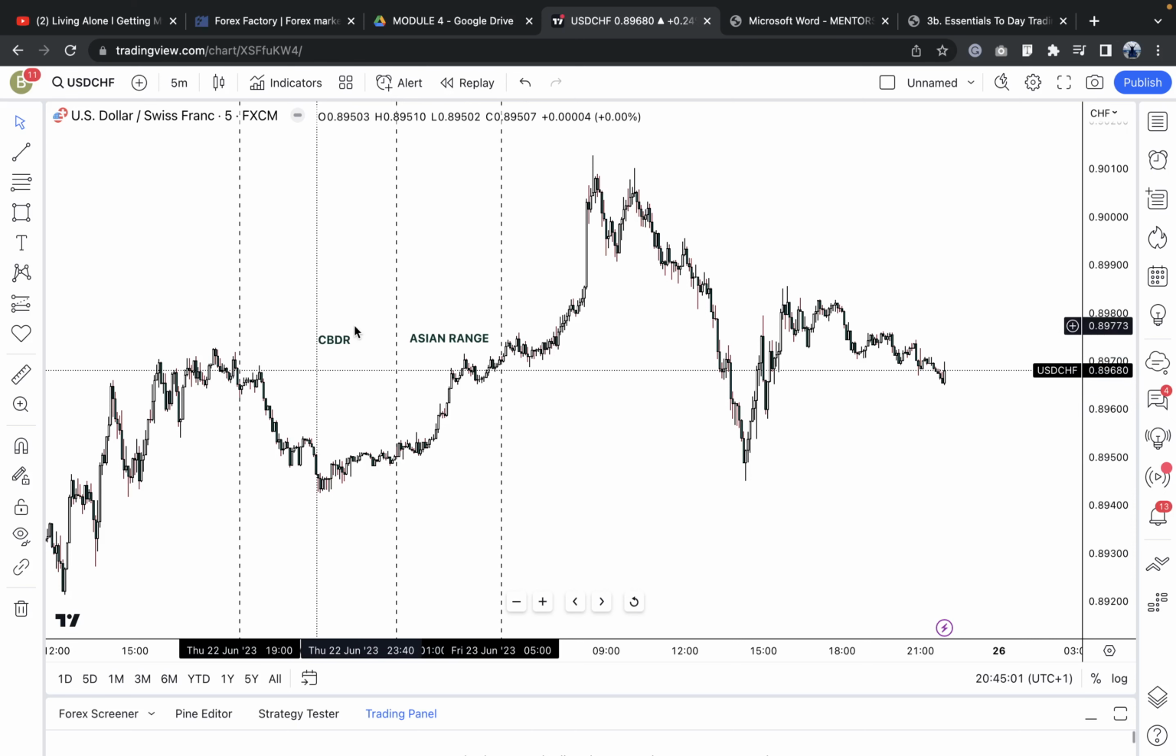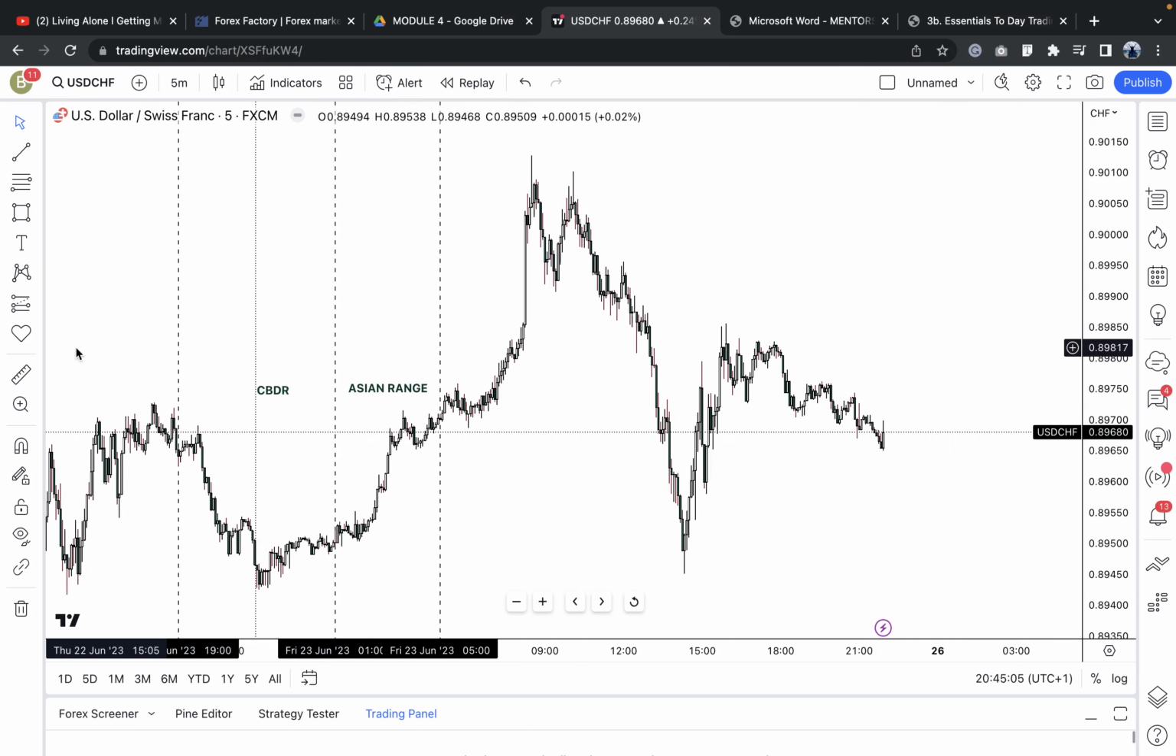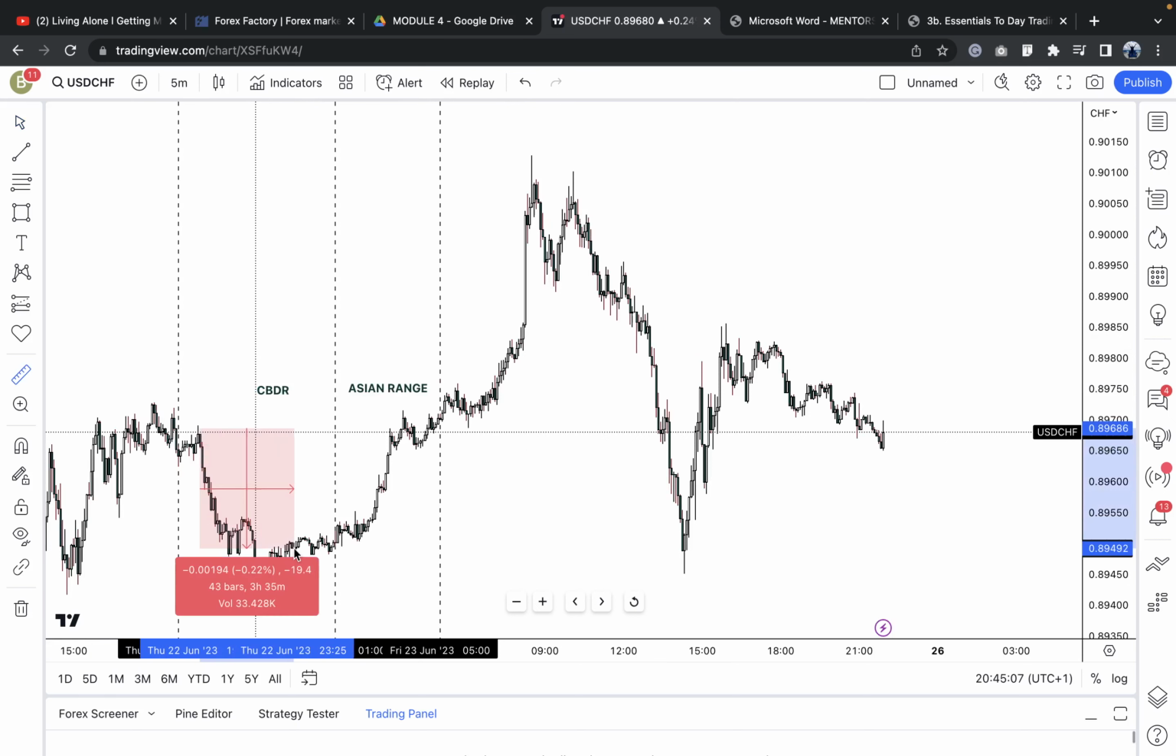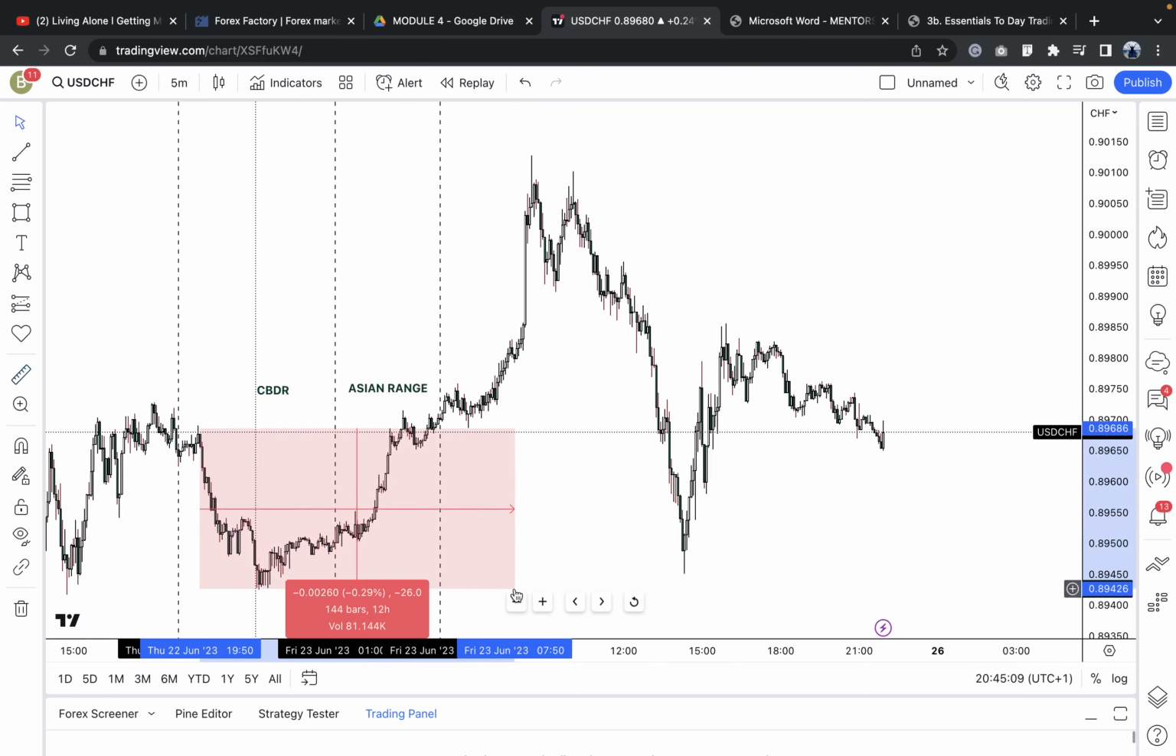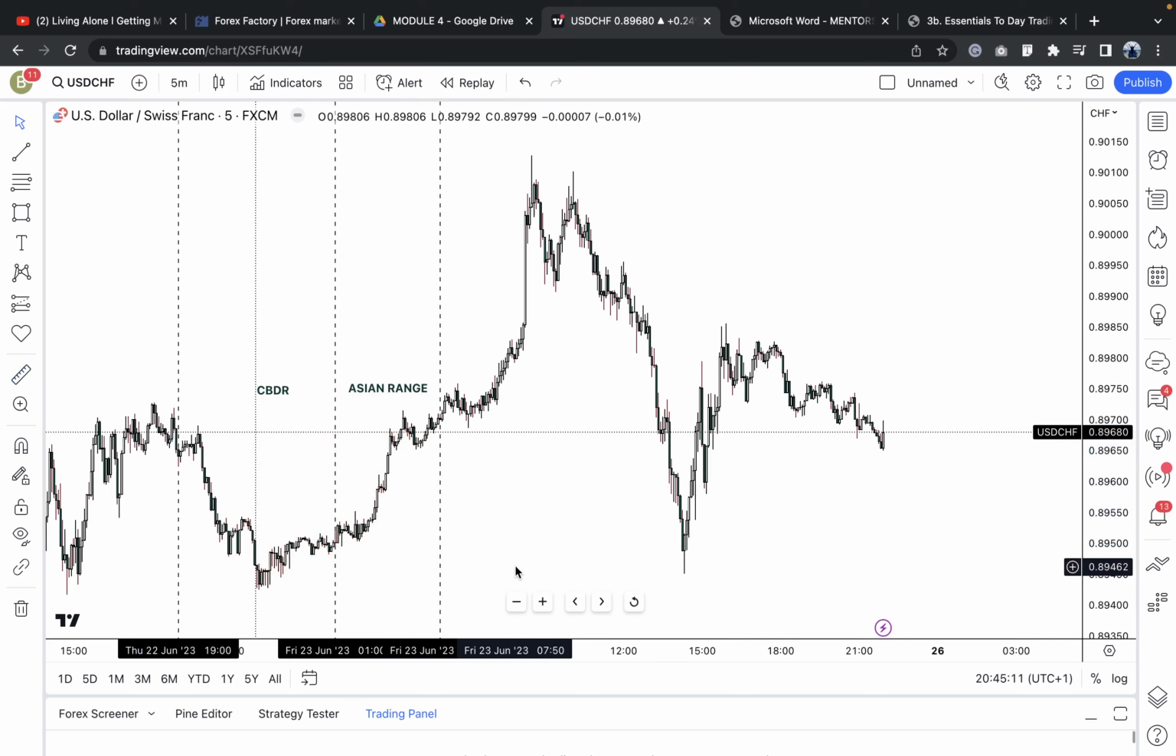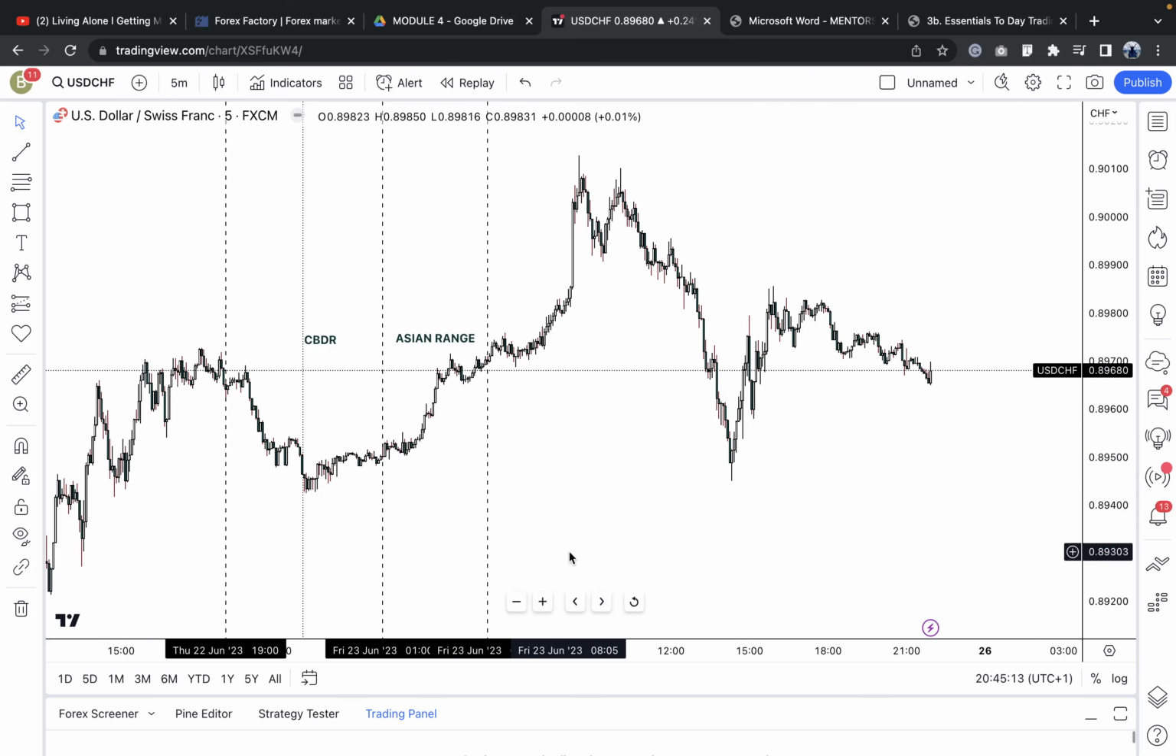Okay, but because you can see that lack of smaller range, if we measure the range, actually you can see it is around 25 pips. Now I said ideally you're looking for 20 to 30 pips for your central bank dealers range, but USCHF is a pair that does not trade a lot. Okay, it's a pair in which the ADR, which is the average daily range, usually is around 50 pips.